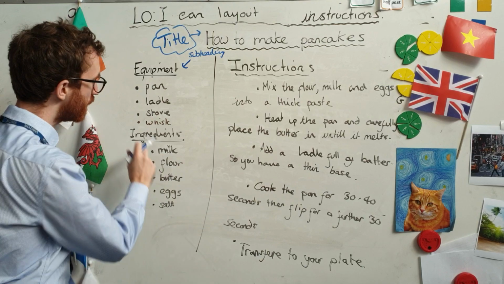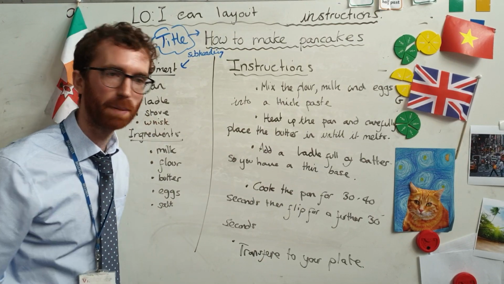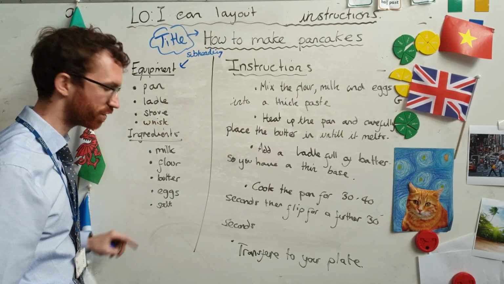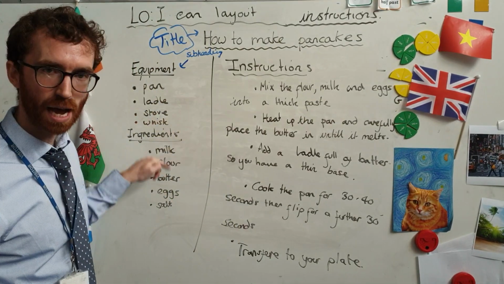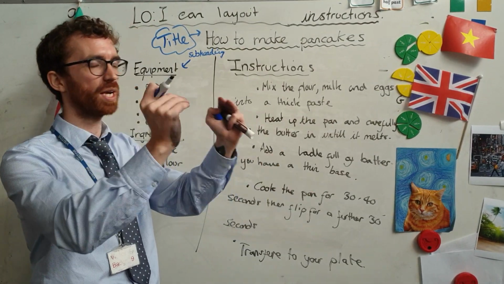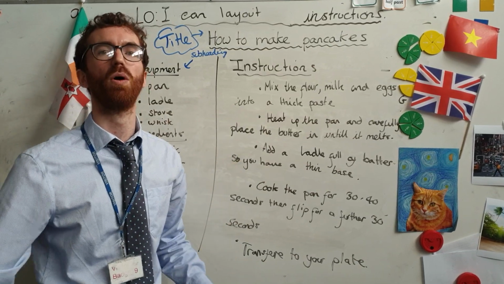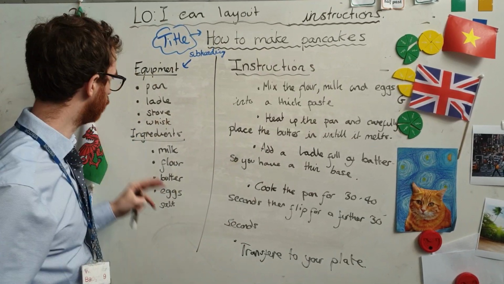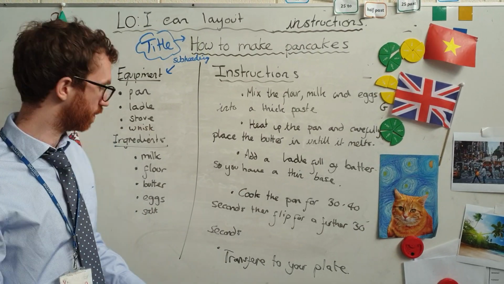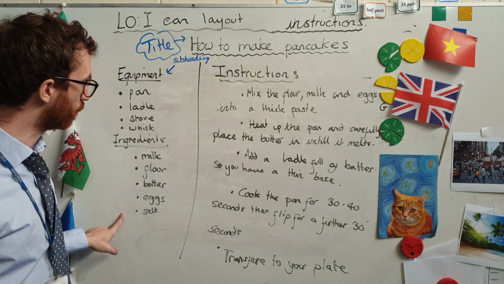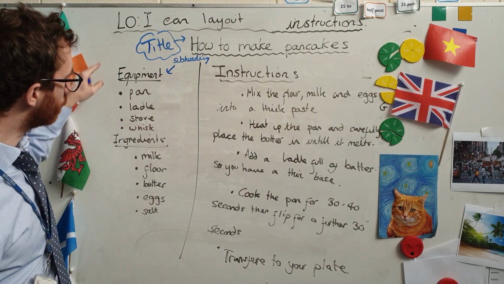Now I've got my ingredients. What do I need to make a pancake? I need milk, flour, butter, eggs, and salt. Those are not full sentences, okay? Because they're with the bullet points like that, they don't need capital letters or full stops. They are just quick and easy things to point out what we need. So equipment are the things we use. Ingredients are the things that we're either going to eat or the things that we mix. So that's what we're going to need to have as well. So two subheadings, equipment, ingredients.